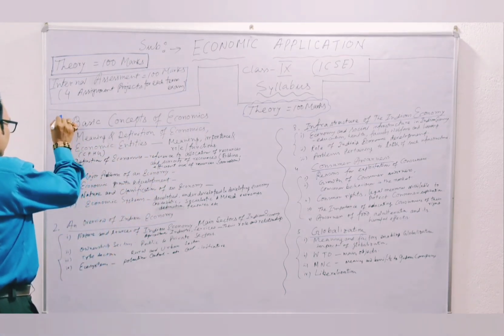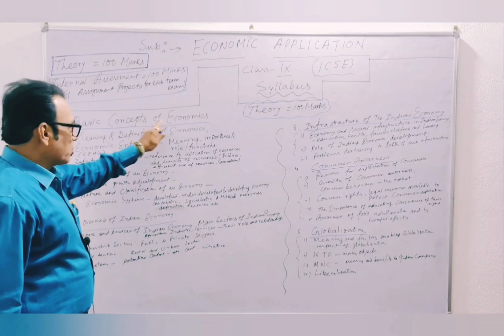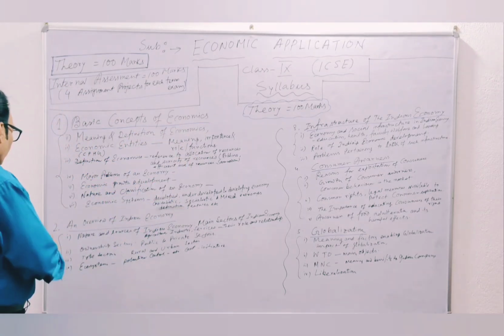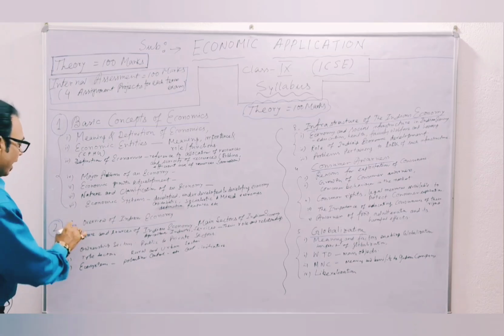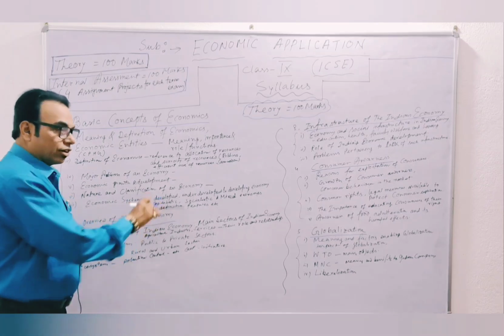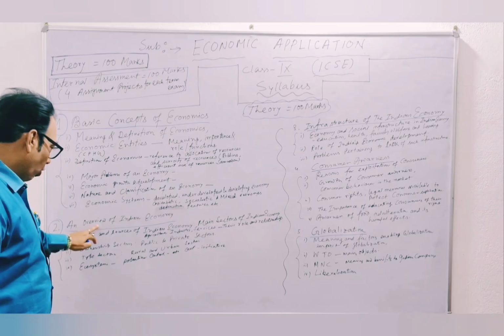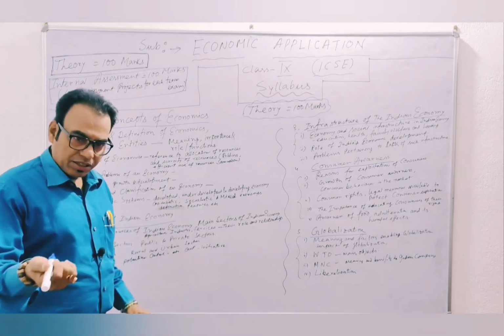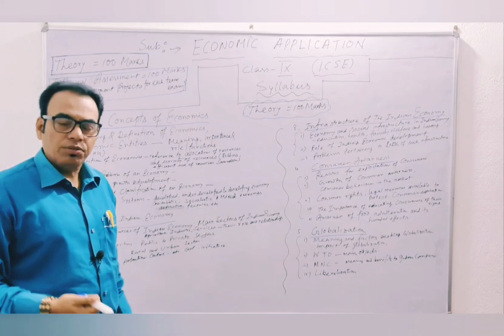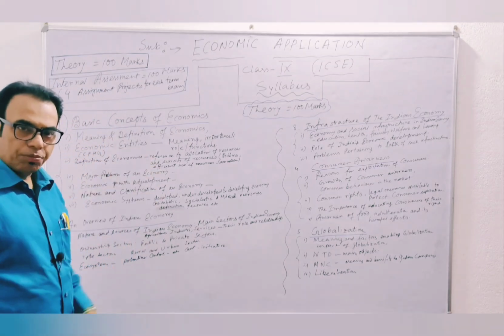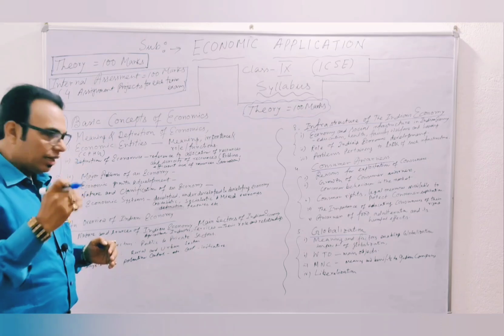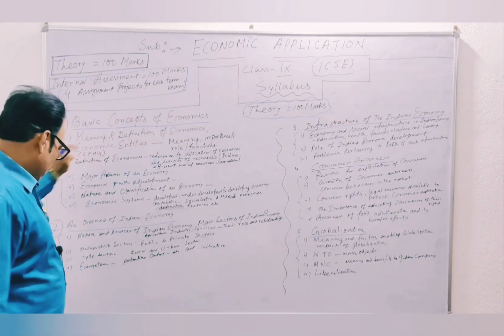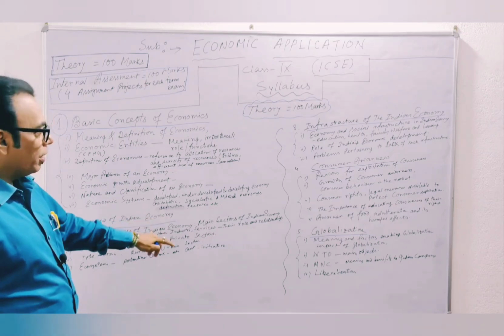Number 1, the basic concepts of economics. It is the first unit, first chapter. Second chapter, an overview of the Indian economy. Listen properly. Student, please, those who are here, you can write, and those who are listening in the video, you also write in the copy nicely, systematically. Number 1, basic concepts of economics. Number 2, an overview of Indian economy.